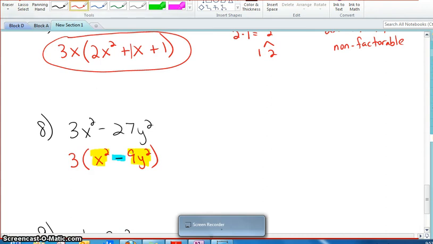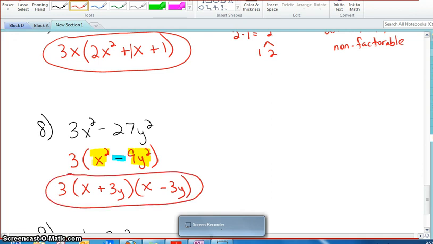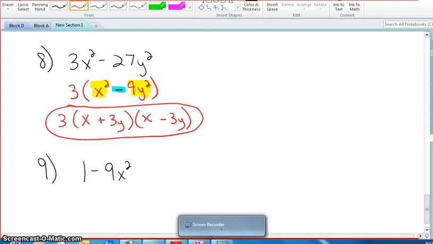So I know it factors as 3, something plus, something minus. That's how a difference of perfect squares will always factor. So to get x squared, I have to have x multiplied by x. To get 9y squared, I have to have 3y and 3y. So you're just looking for the square root of each of those features. And I'm done.